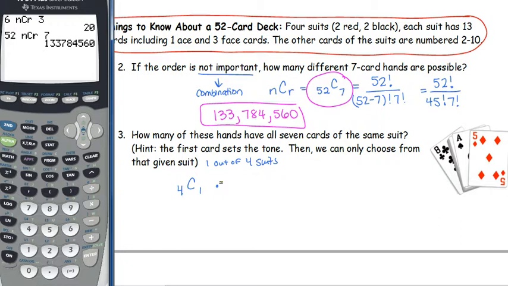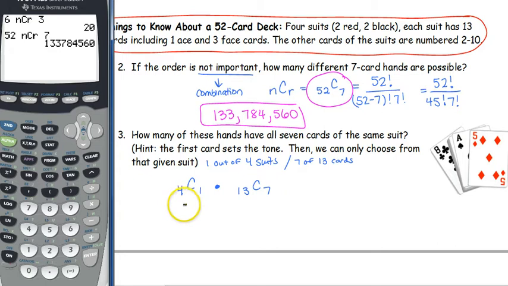Then we have to consider the fact that we only want to choose from that given suit. So we want all 7 cards to be either all hearts, all spades, all clubs, or all diamonds. And from that we know that we want 7 of 13 cards. There's 13 cards in each suit and we want 7 of them. So we're going to multiply that by 13 choose 7.